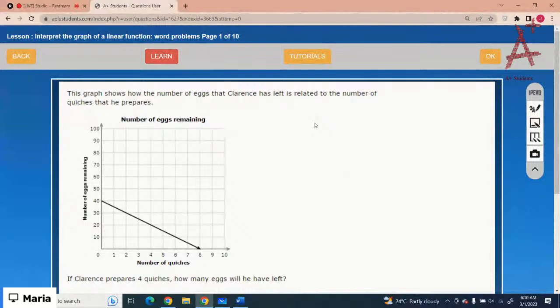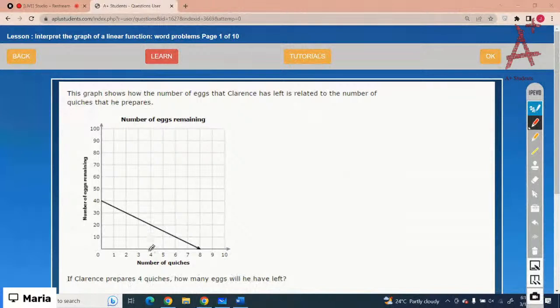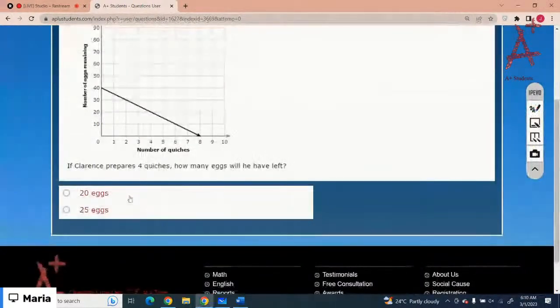The graph shows how the number of eggs that Clarence has left is related to the number of quiches that he prepared. On the y-axis you have the number of eggs remaining and on the x-axis you have the number of quiches. If Clarence prepares 4 quiches, how many eggs will he have left? Match 4 to the y-axis. If he prepares 4 quiches, he is left with 20 eggs. Got it? So the correct option is 20.